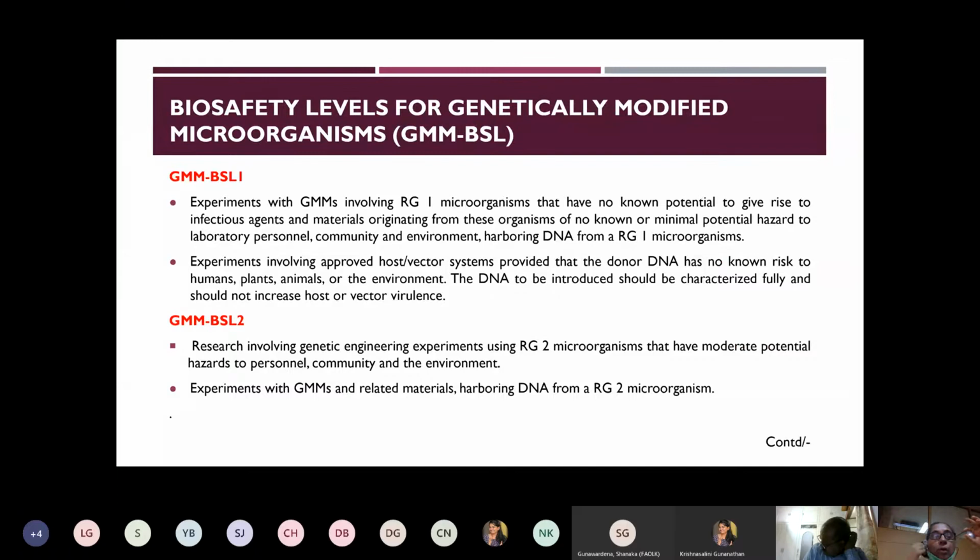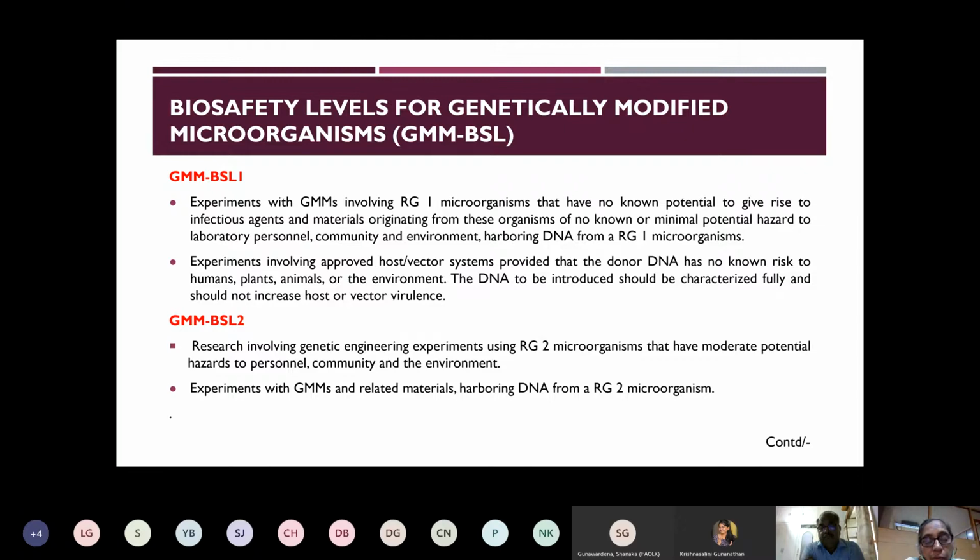Now, when we are defining this, the experiments with genetically modified microorganisms involving risk group 1 that have no known potential to give rise to infectious agents will be our GMM1. In 1 we will also include the approved host vector system, provided the donor DNA has no known risk to humans, plants, animals, or the environment. Because sometimes you use different host vector systems, this is the criteria that we have to follow. I'm not going to read through all of it, because this is straight from the guidelines, and all of you have a copy of the guidelines. In case anyone has any doubt, they can always get back to us.